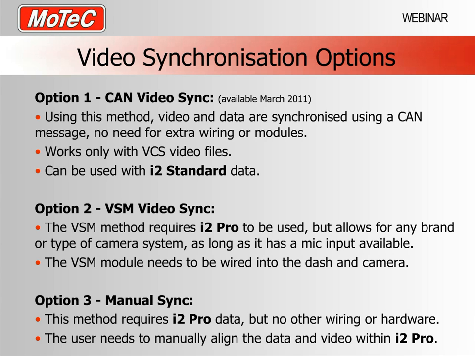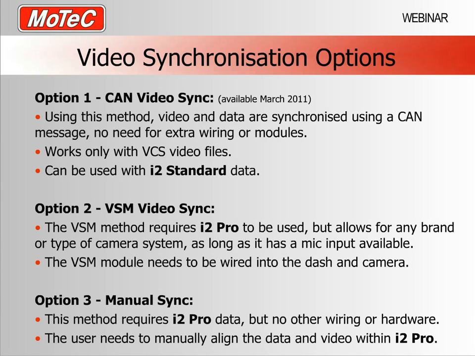Now this method will only work if you've got a Motec VCS camera system, and the good thing is it can be used with i2 standard, so you don't need to purchase the i2 Pro upgrade for video to work using this method. The next method is the VSM video sync. This method requires i2 Pro, but it does mean that you can use any camera system. You don't have to use the Motec VCS, but you can still use VSM with the VCS. The video sync module needs to be purchased and needs to be wired into your camera system and your dash to make this method work.